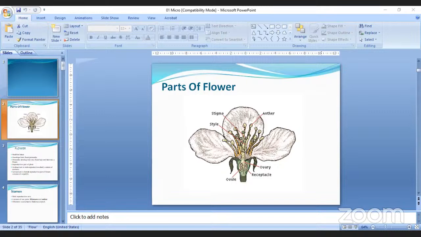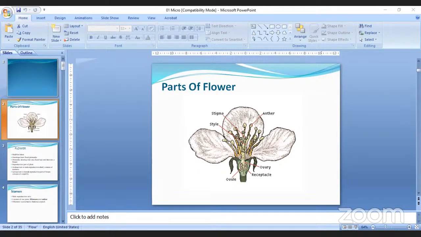The anther is there. The stigma is a female reproductive organ, where the pollen grains will go and bind, and they transfer into the ovary and fertilize the ovule. After the anther comes the stigma, and the stigma is elongated with a style. The style will take you into the ovary.